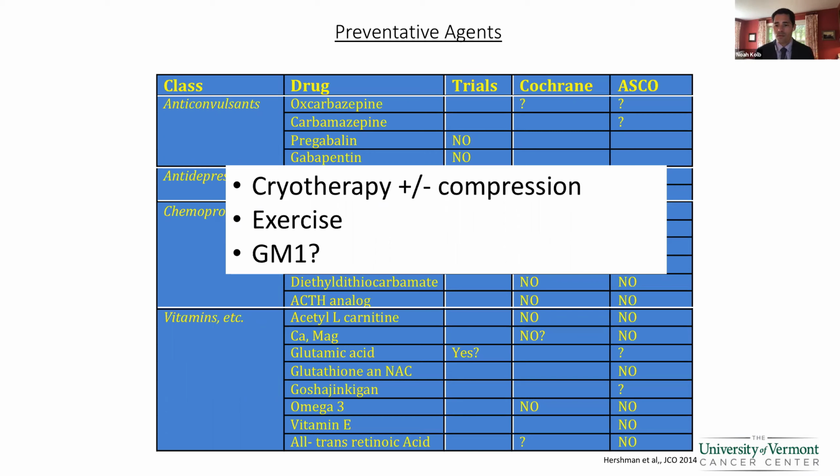And then in terms of drugs, for ganglioside monosialic acid or GM1, there have been a couple of studies mainly out of China, one of which was retrospective, one of which was not blinded, and then one blinded study which has been performed that showed that there was potentially some benefit. So I think the jury is still out here.